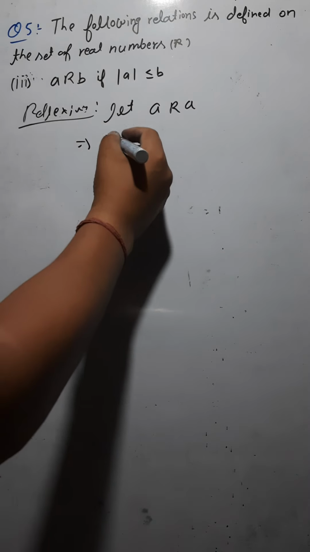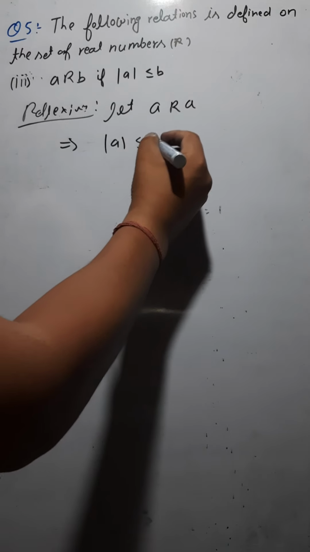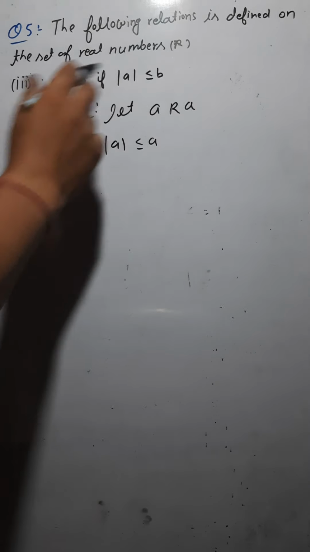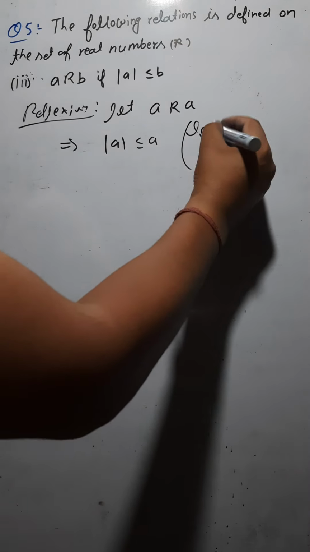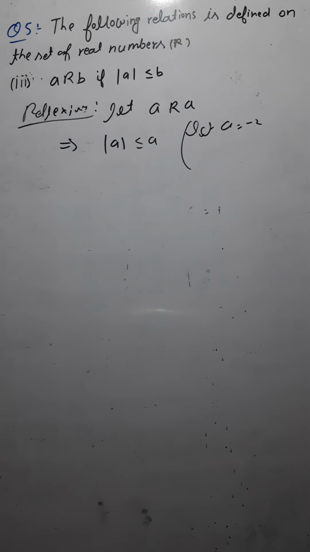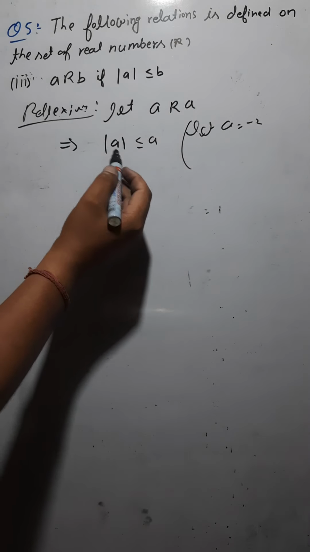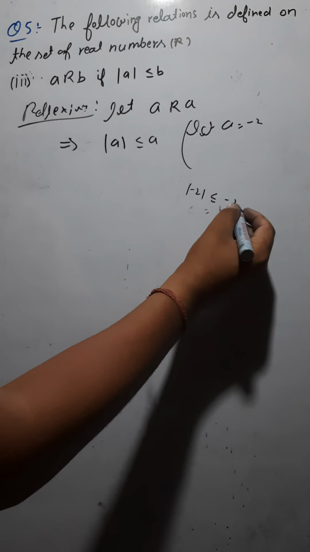It implies that mod of a is less than equal to a. So is it possible? Just tell me. Let's say a is minus 2. Just put the values here. Mod of minus 2 is less than equal to minus 2.